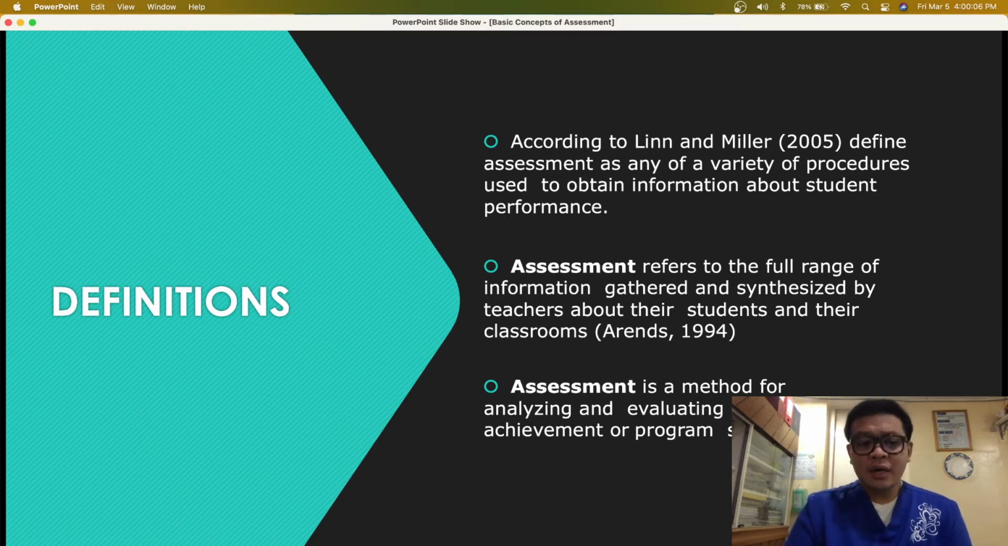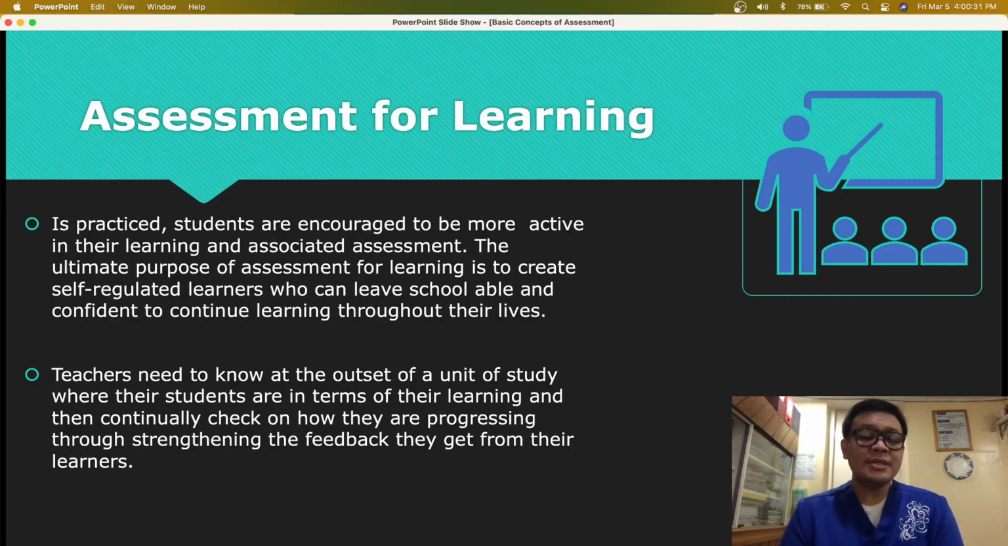So these are definitions of assessment that are scholarly based, and at the same time, lots of definitions have been given as to what assessment is all about. However, these three definitions are, for me, the most important things that we could somehow bridge into what assessment is. So, assessment for learning.